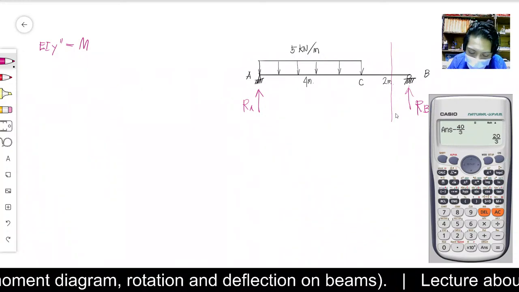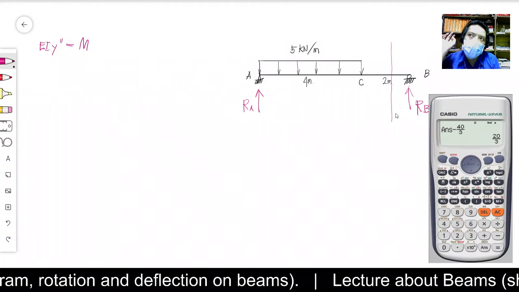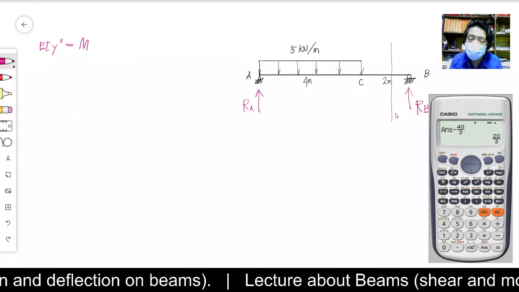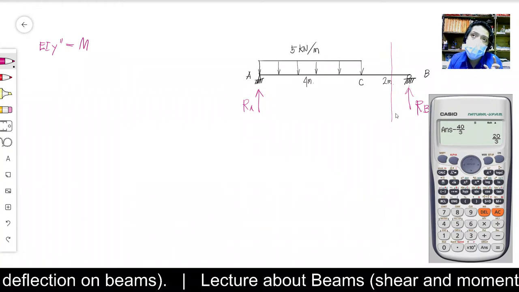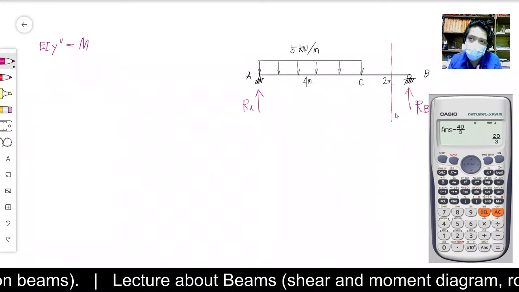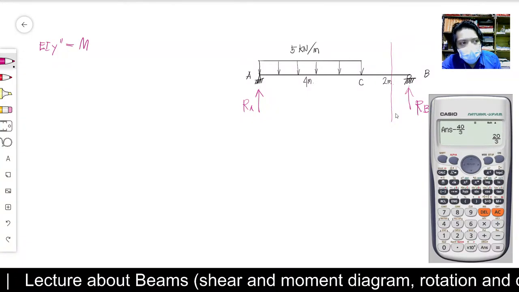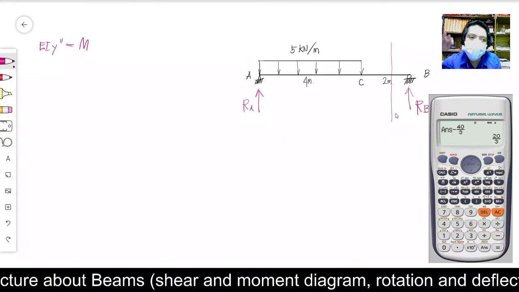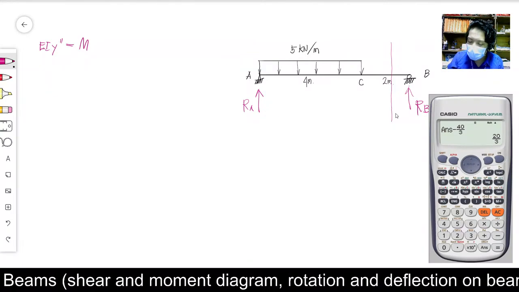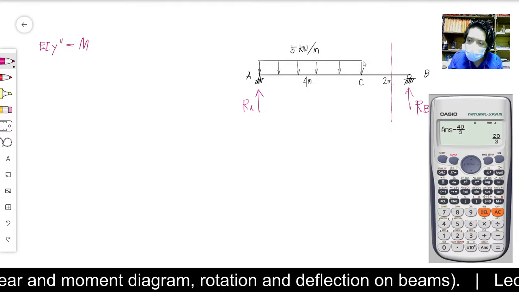But before you do that, you have to make sure, this is very, very important, that you identify all the uniformly distributed loads and uniformly varying loads. For example, a rectangular load is a uniformly distributed load. You also have the triangular load, and that is a uniformly varying load. All such loads must be continuous up to the rightmost point. For this case, the load is not continuous, it ends at point C.